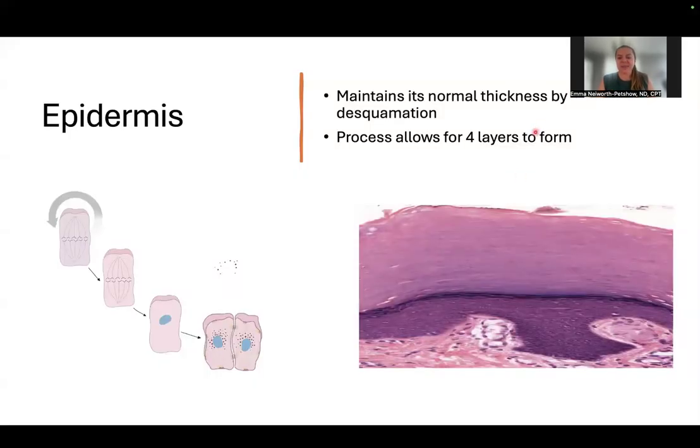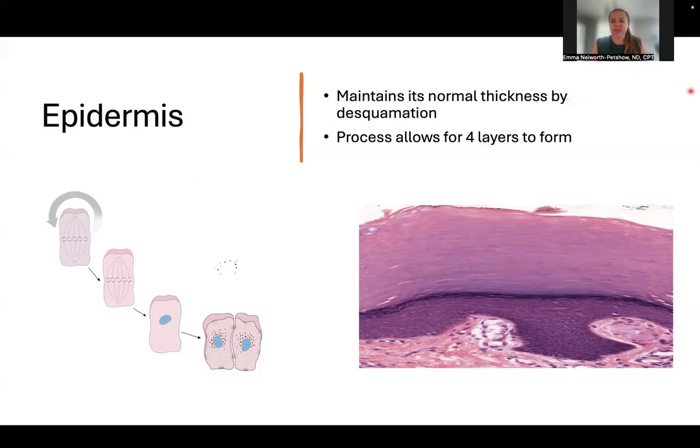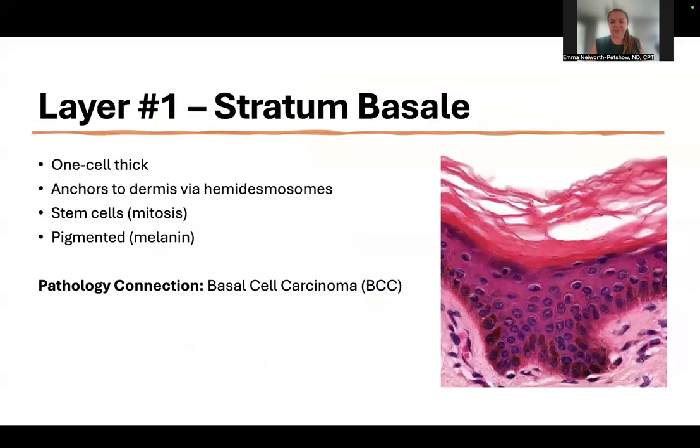Looking at our epidermis, it is able to maintain its normal skin thickness by a process called desquamation, which is essentially also what allows the four different layers of our epidermis to form. Where at the basal layer, at the base layer, we have cells that are making new cells, new keratinocytes, and those keratinocytes are pushed up and off of the epidermis. And that then creates kind of these different strata, as we'll define here momentarily.